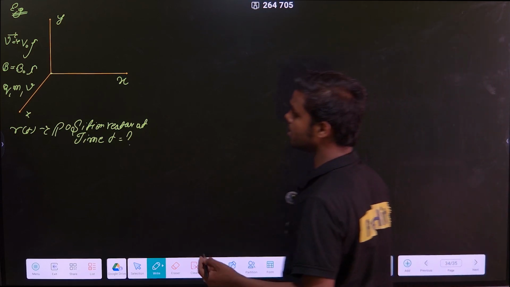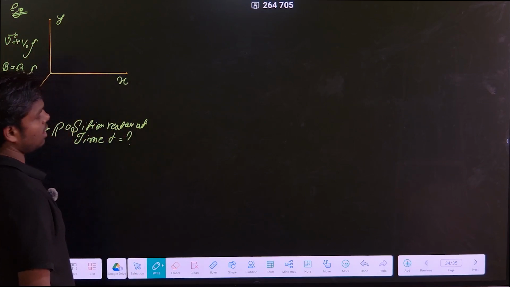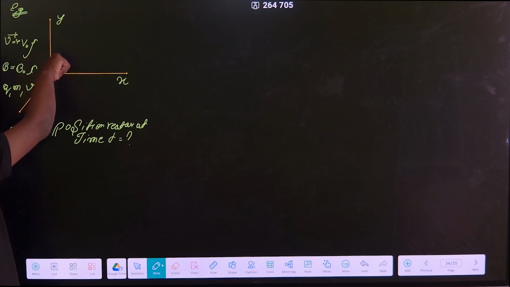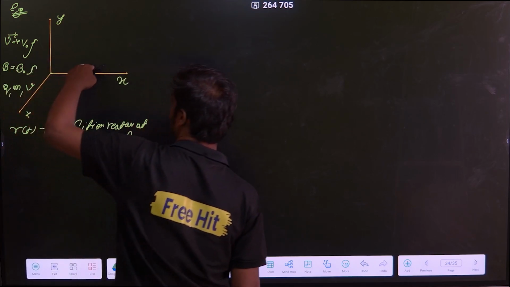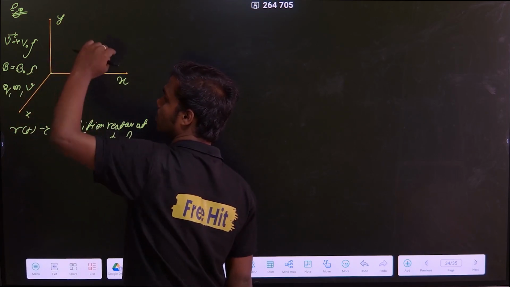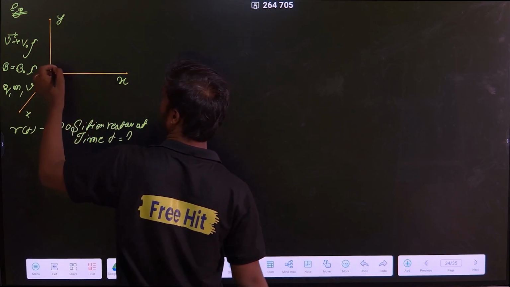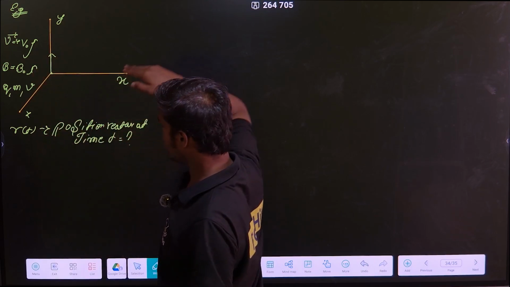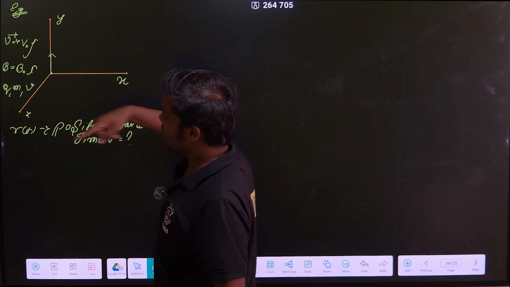If you can see properly, my velocity is in the y direction and the magnetic field is in the i direction. What is the formula? V cross B. So V cross B is coming inside, which means the force is going to act inside, and so the center will be here. Now you can see the velocity is in this direction, and the force is going to act like this, so it is going to do a circle like this.